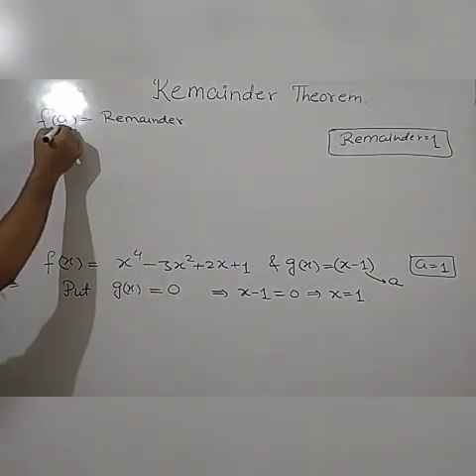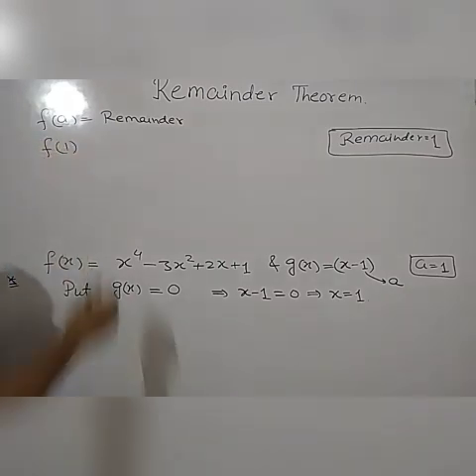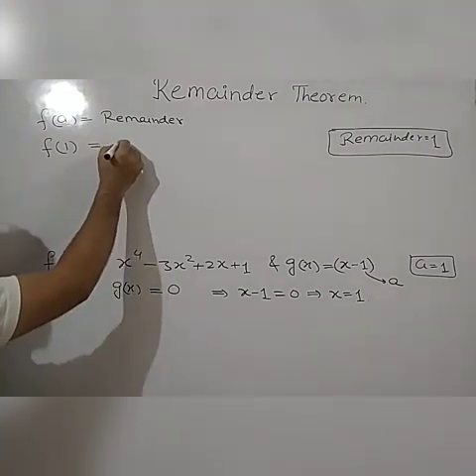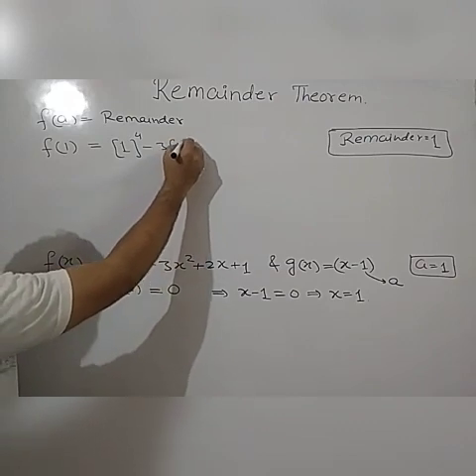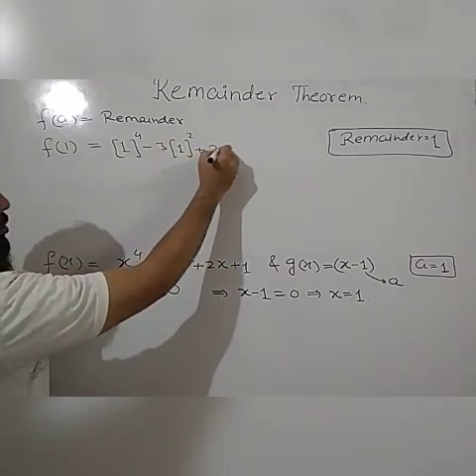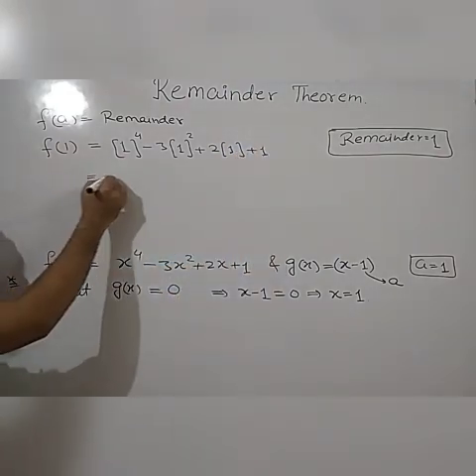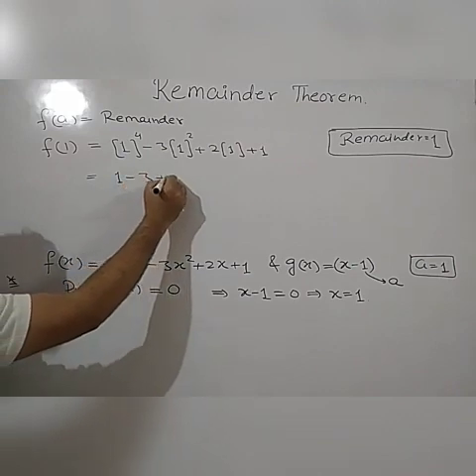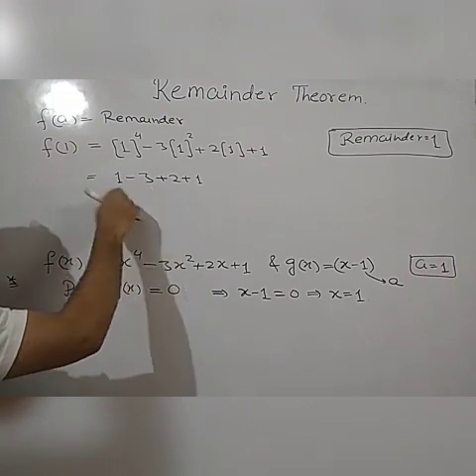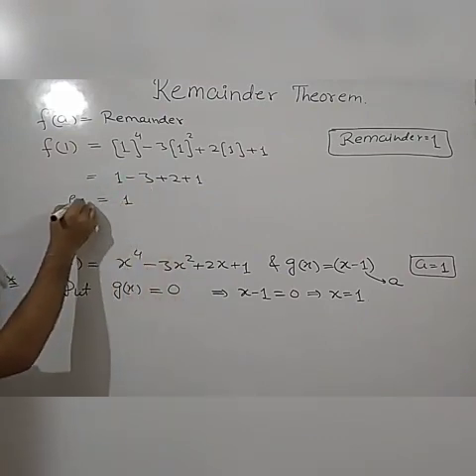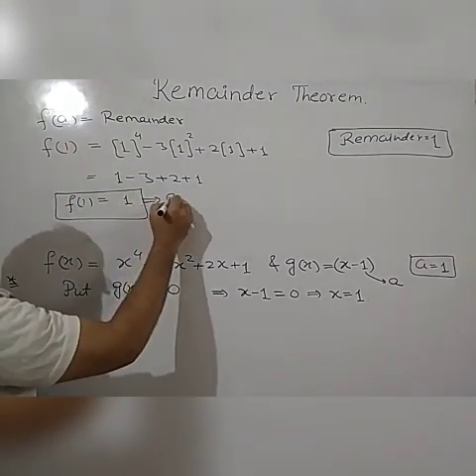So at the place of a, we will put f of 1. What will be the value of f of 1? Now put it in this equation. We will get 1 to the power 4 minus 3 into 1 square plus 2 into 1 plus 1. Now solve it further. We will get 1 minus 3 plus 2 plus 1. So 2 plus 1 is 3. 3 minus 3 will cancel out. Then the remainder will be equal to 1. It means the value of f of 1 is equal to 1, and it is the remainder.